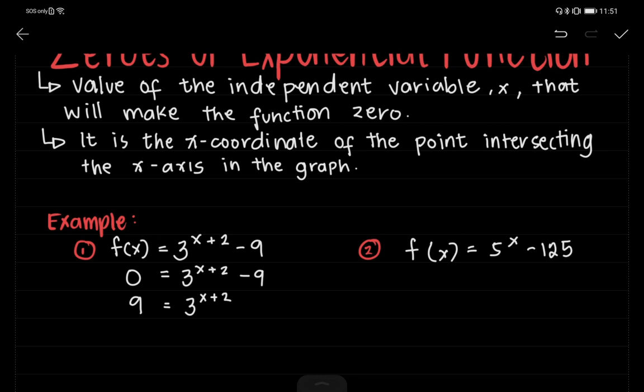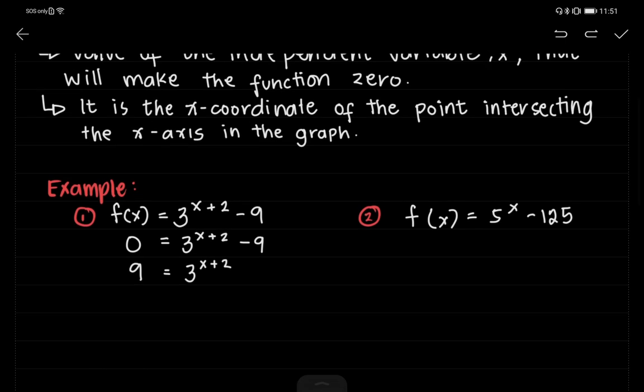So para mahanap natin yung value ng x dito guys, dapat ang objective natin is gawin nating equal yung base both sides. Okay? So dito yung base natin is 9, ito naman yung base natin is 3. So paano natin siyang magawang equal sila na base? So we know guys that 9 is just equal siya sa 3 square. Because 3 square is equal to 9. Then, sa kabila naman, this is 3 raised to x plus 2. So as you observe, we have now equal base which is equal to 3.